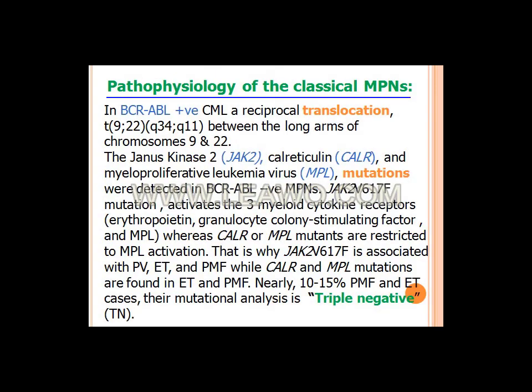What is the pathophysiology of the chronic myeloproliferative neoplasms? In BCR-ABL positive chronic myeloid leukemia, a reciprocal translocation between the long arms of chromosomes 9 and 22 occurs. The Janus kinase 2, calreticulin, and myeloproliferative leukemia virus mutations were detected in BCR-ABL negative myeloproliferative neoplasms. However, nearly 10 to 15% of primary myelofibrosis and essential thrombocythemia cases are triple negative on mutational analysis.